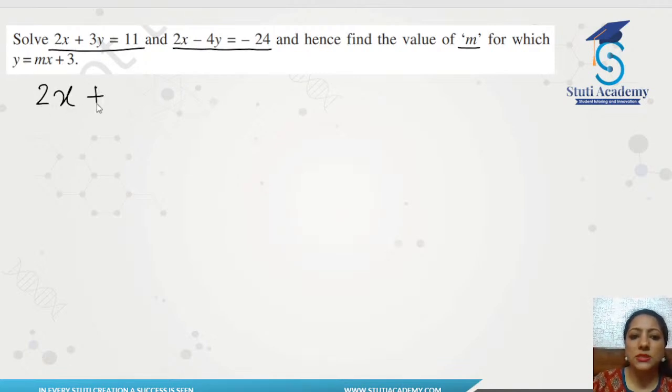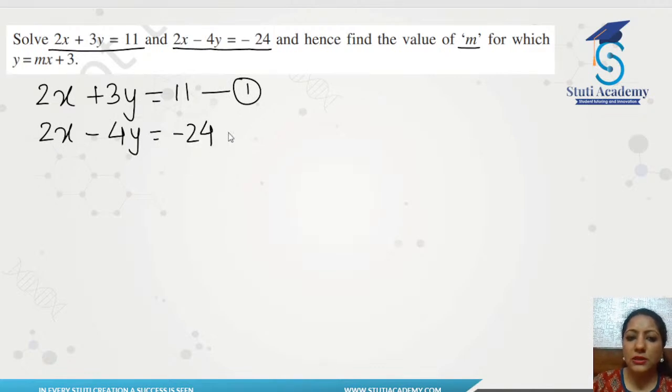We have 2x plus 3y is equal to 11. Let's name this as the first equation. Then we have 2x minus 4y equal to minus 24. That's the second equation. Now we'll solve these two equations using substitution method. So today we are going to only learn substitution method.